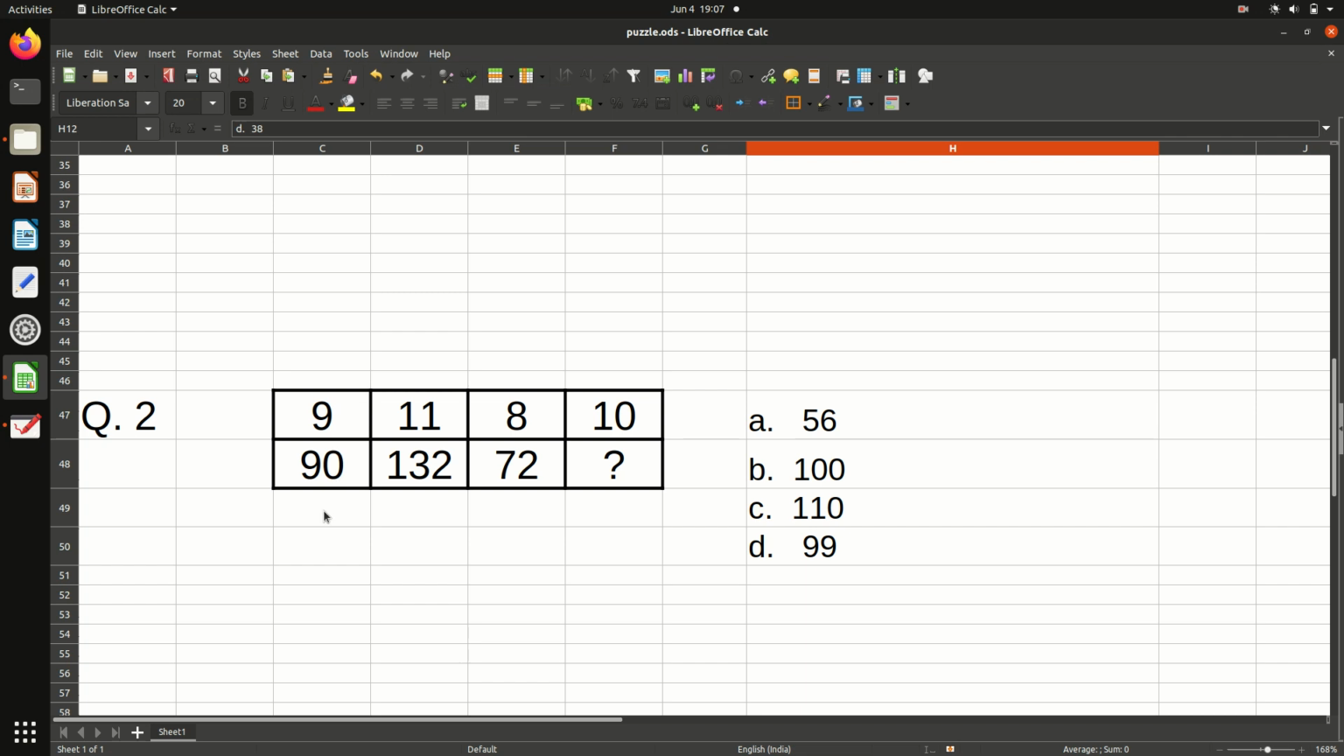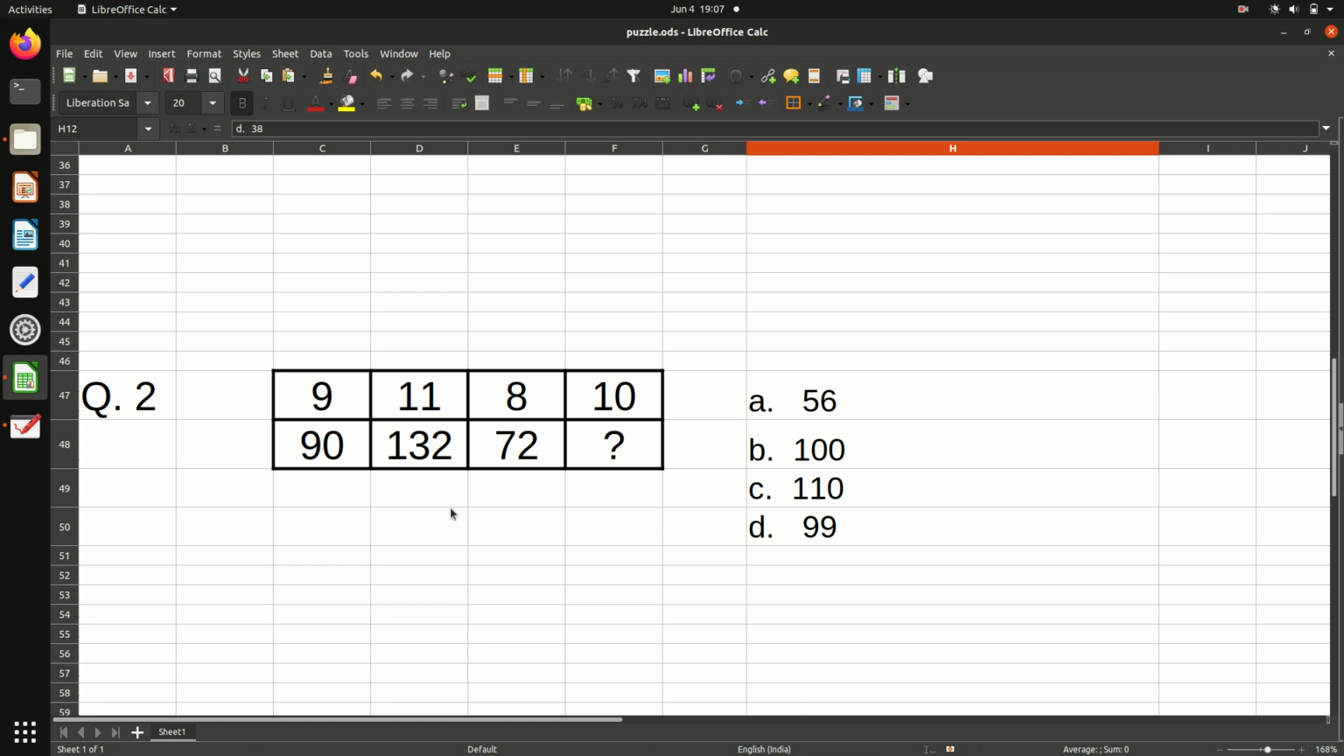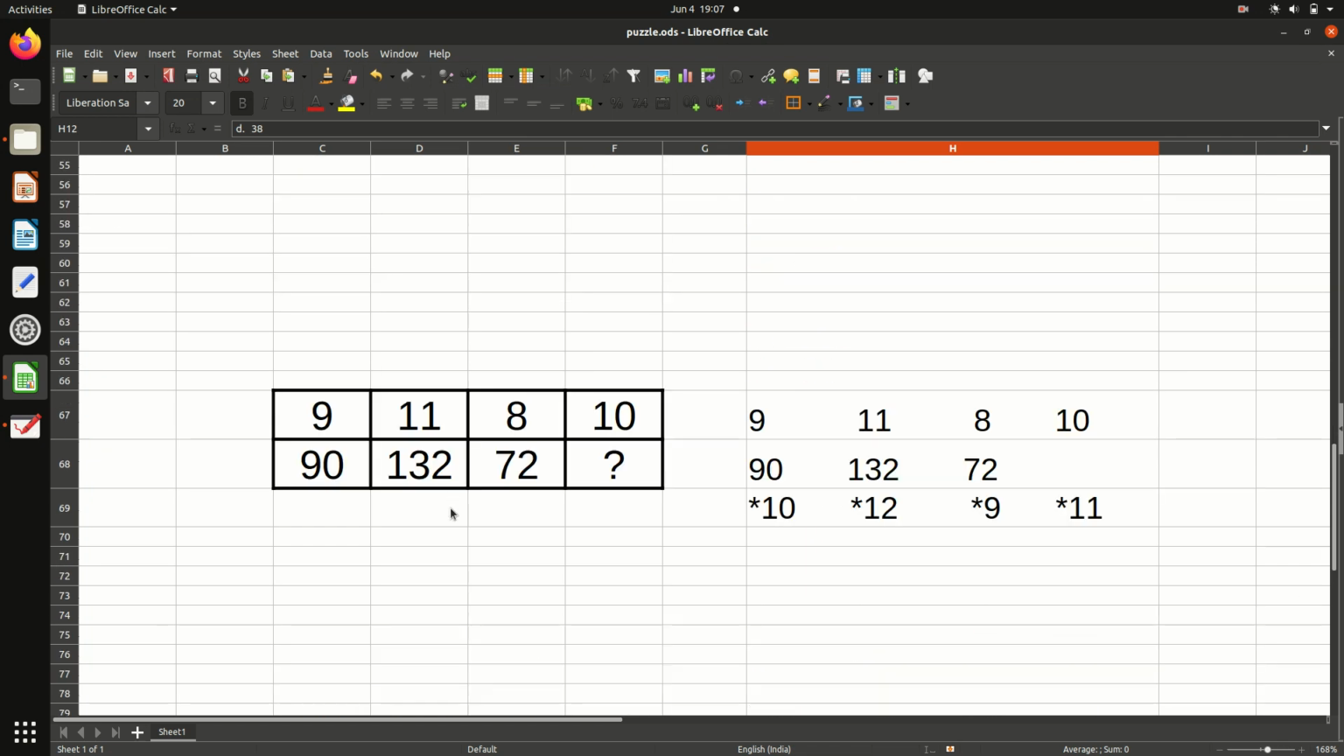So the multiplication is 10. Similarly we will see the multiplication. You have to do different types of operations for all these puzzle questions. Some of the operations that you have to try are squaring of the number, cube, addition, subtraction, multiplication, like this only. By seeing this we think like this, because this is 9 and this is 90, so there is multiplication of 10. Similarly, here 11 and 132, so multiplication of 12.